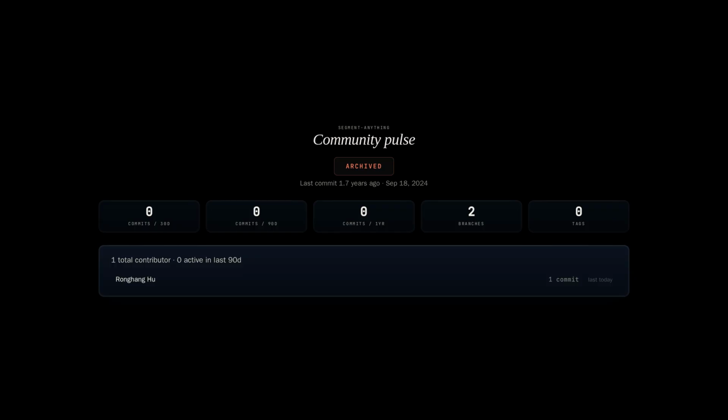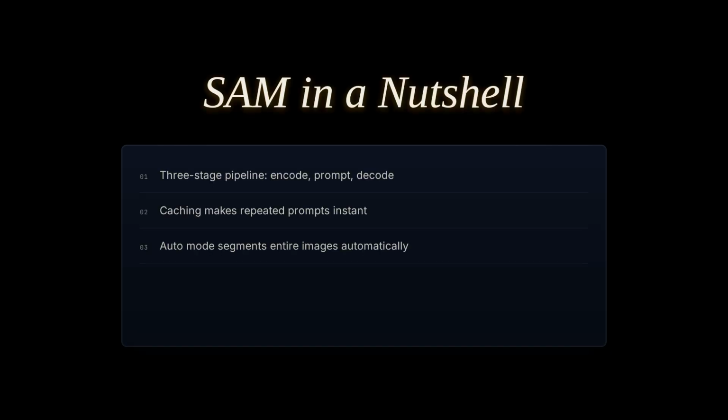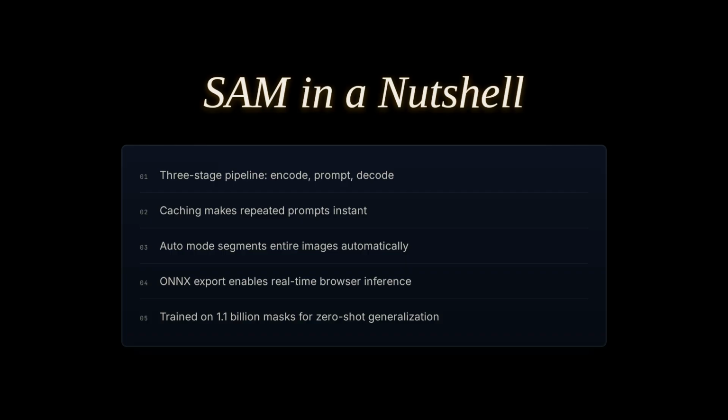So that's Segment Anything, a 3-stage pipeline that lets you segment objects with a click. Caching makes it feel instant. Automatic mode handles whole images. And it runs in your browser thanks to ONNX. It's trained on over 1 billion masks, which means it generalizes to pretty much any image you throw at it. Whether you're labeling training data, building an interactive photo editor, or processing video frames, SAM gives you a powerful, flexible foundation.